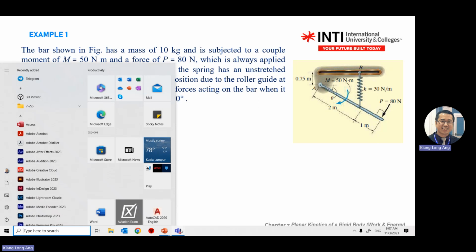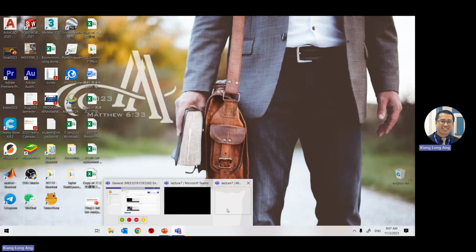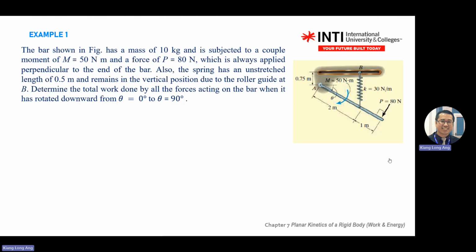First, how we solve the question. Don't worry about the numbers, but try to observe the general steps of how we solve. If you look at the question, you know that this is a chapter 7 question. You see spring, you see force, you see angle, you see moment.